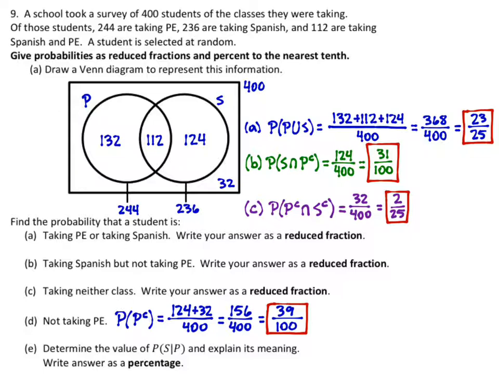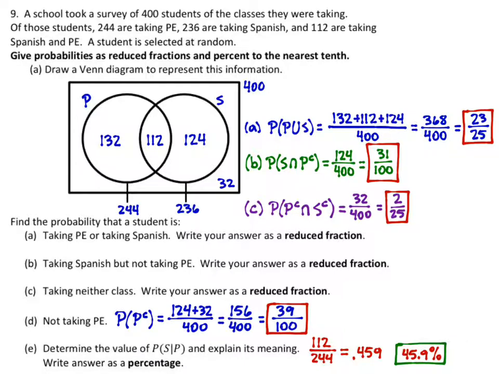So we want S given P. Again, this is conditional, so our sample space is going to change. Our sample space is only going to be P, which is a total of 244. And then for this condition, we are only looking at the S's inside of P, so that would be the 112. That can reduce, but it says write it as a percentage, so I'm going to put it in my calculator and get 0.459, which is 45.9%.